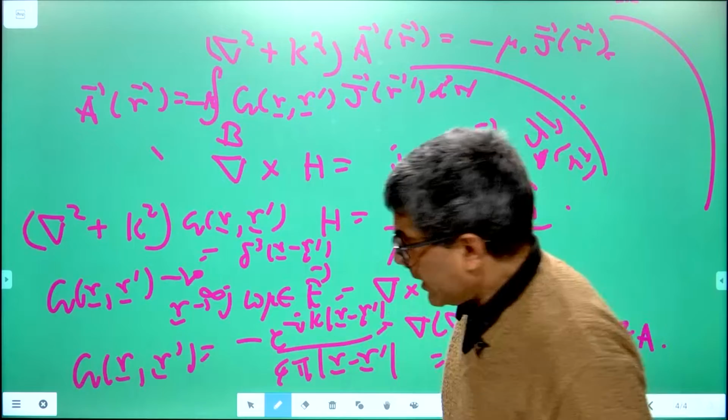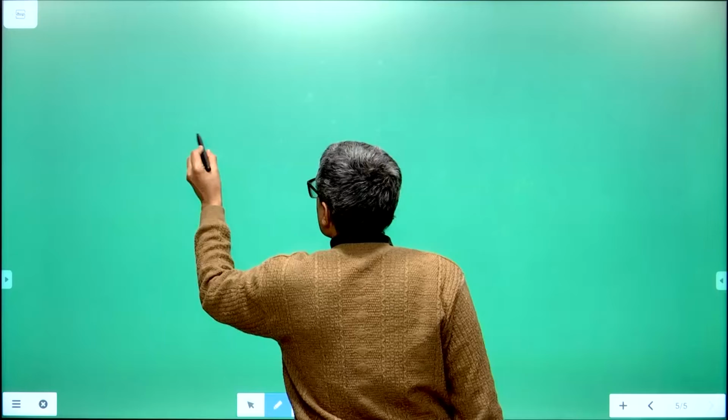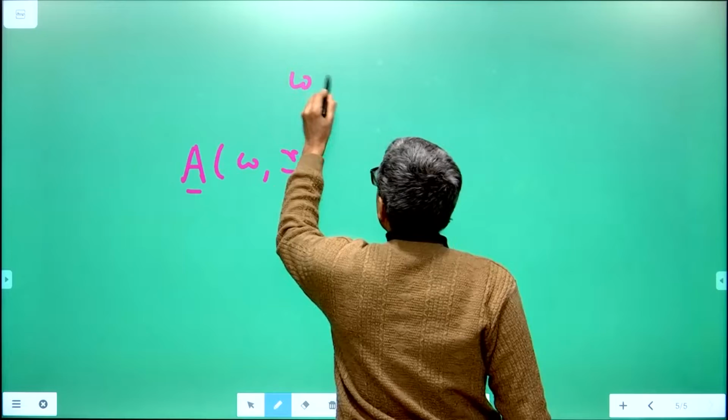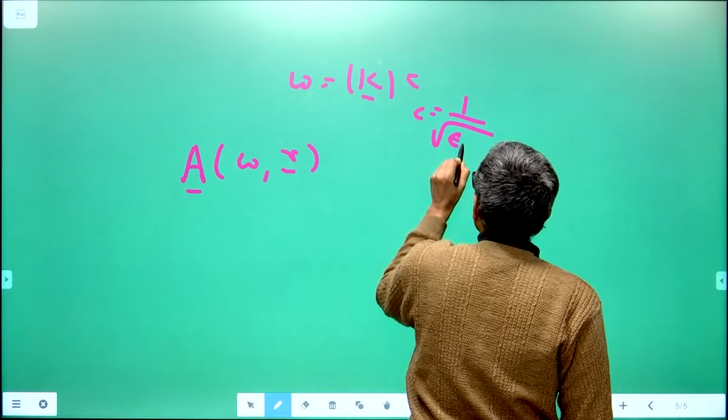So, in free space, what is the solution? The radiated fields are simply given, at a given frequency, where omega is equal to k c, mod k into c, and c is equal to 1 by root epsilon naught mu naught.